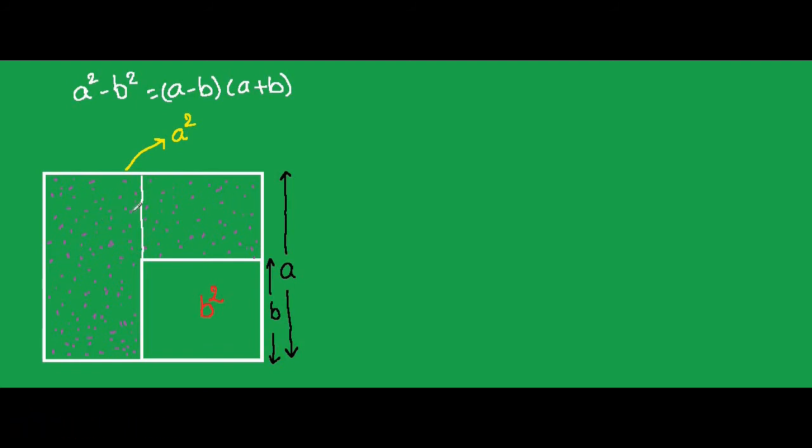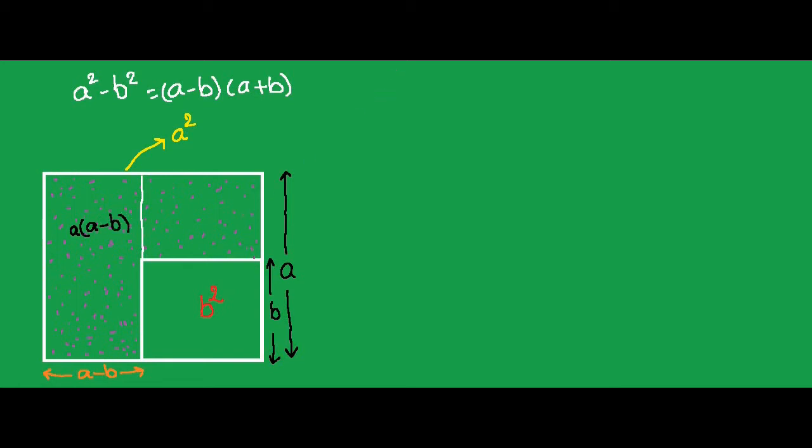for these two rectangles, for the first one, its length is the same as a, and its breadth will be a minus b. So a is the length and the breadth is a minus b.